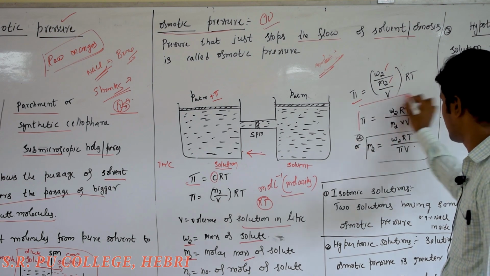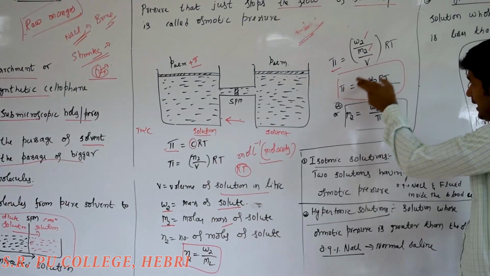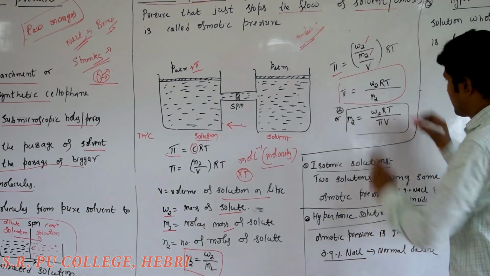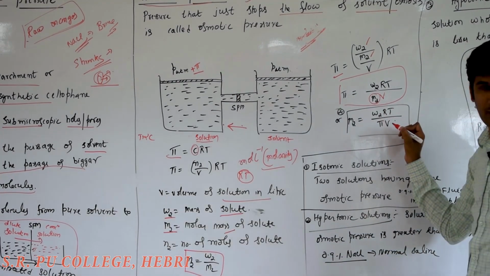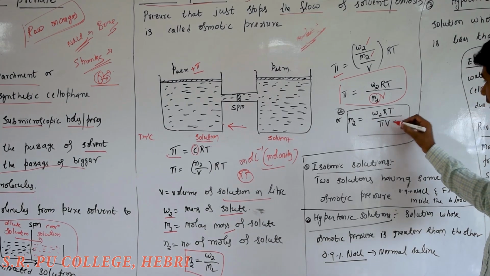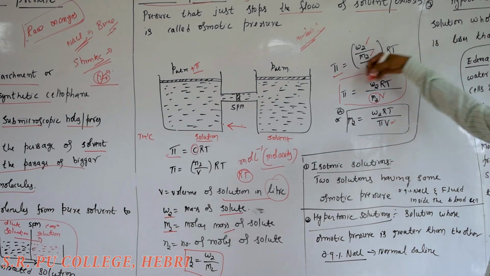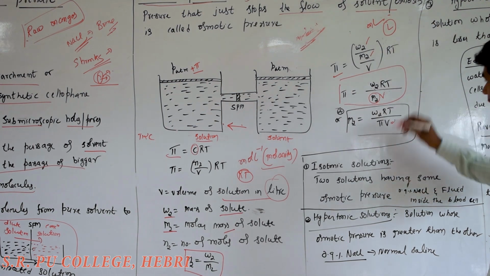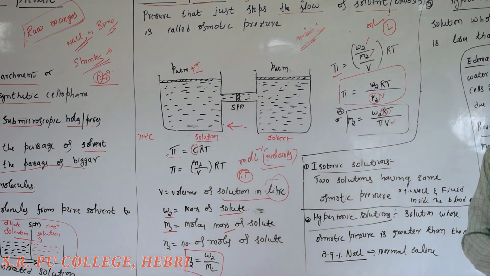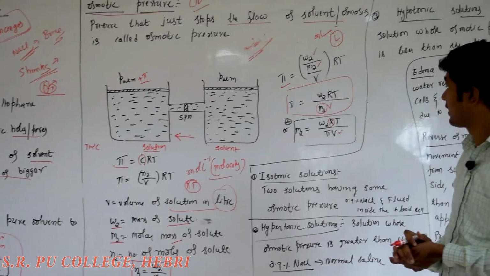Now you rearrange this, you will get this equation. The pi is equal to W2 RT divided by M2 into V, where V is the volume of solution in liters, or M2 is equal to W2 RT divided by pi into V. Here V is always written in terms of liters only, you convert it. Sometimes they will give you the volume in milliliters, you convert it into liters. Here R is expressed in terms of atmosphere or bar, not in terms of joules and all. Temperature is given in terms of Kelvin.